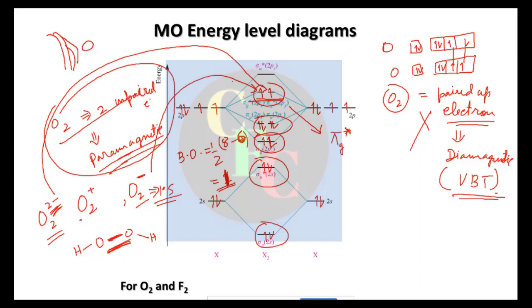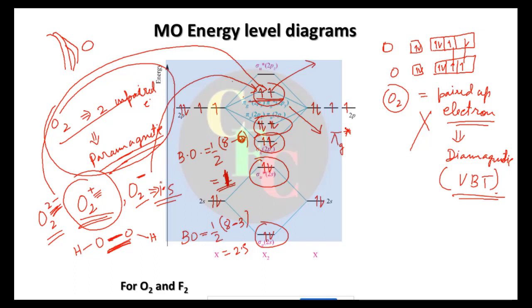Now if you form a species like O2 plus, you will be taking out an electron from this anti-bonding orbital. That means the bond order will be half of 8 minus 3, right? So it will be 2.5. You will be increasing the bond order if you are taking out an electron from oxygen. Now this does not always mean that you are increasing the bond order if you take out an electron. You have to have knowledge of the molecular orbital itself.